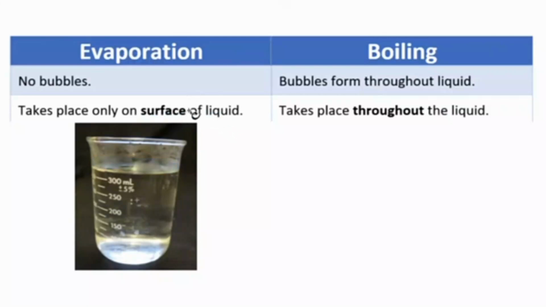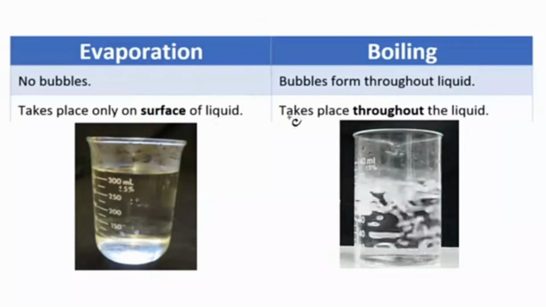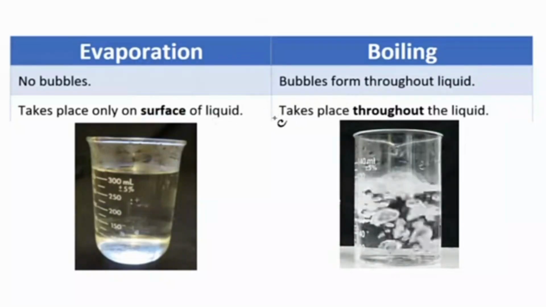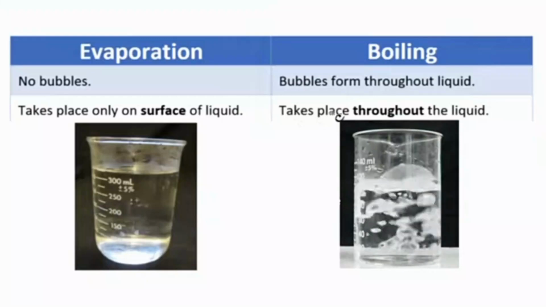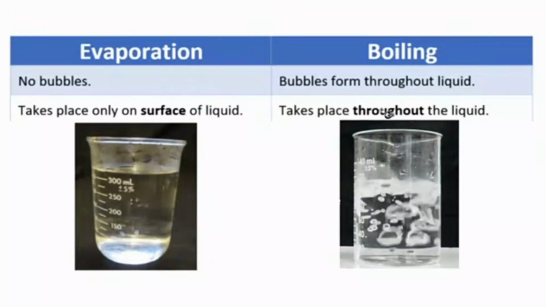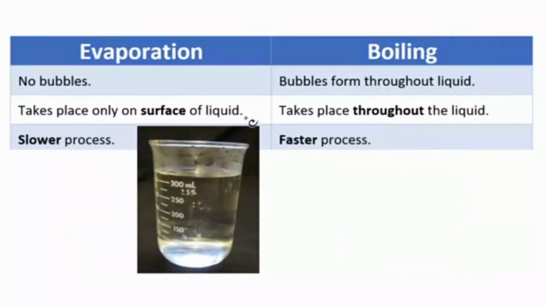In contrast, boiling takes place throughout the liquid. So when we see those bubbles forming, those bubbles are full of water molecules in a gaseous form. So there's steam. So the water has been converted from a liquid to a gas all throughout the beaker of boiling water. We should also note that evaporation is a slower process.